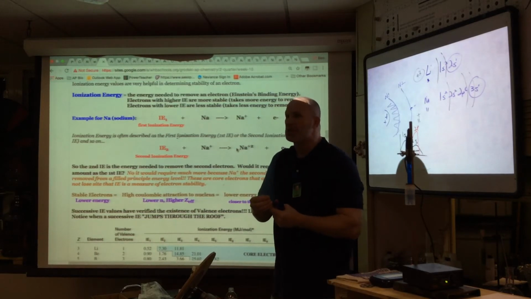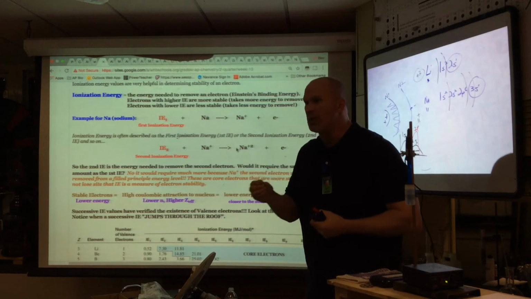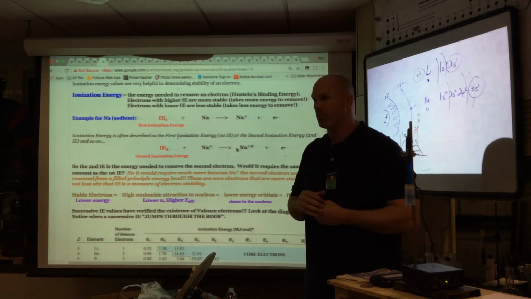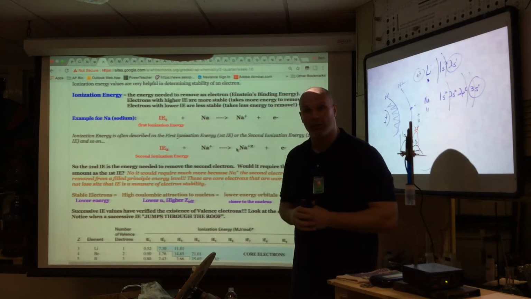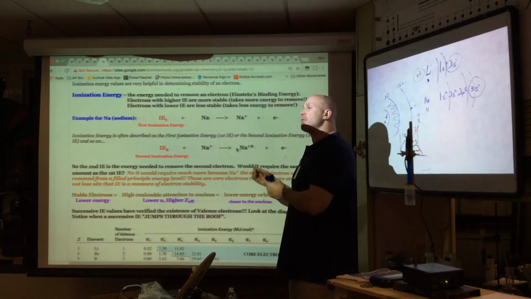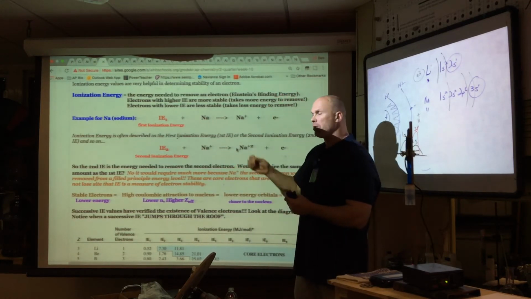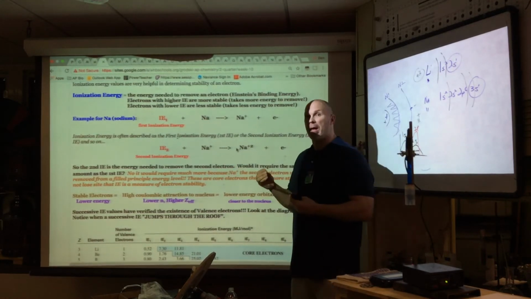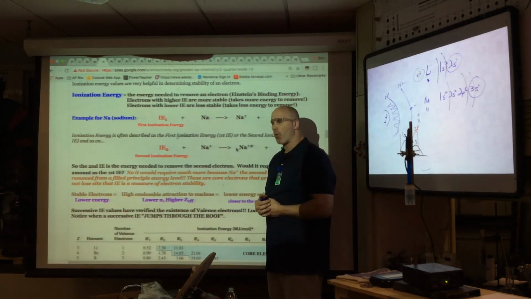If you need a lot of energy to remove an electron, that electron is in a low energy, stable orbital, which is probably closer to the nucleus and could be a core electron. If electrons are easily removed, that electron is unstable. Low ionization energy means the electron is removed from a higher energy, possibly farther away orbital.